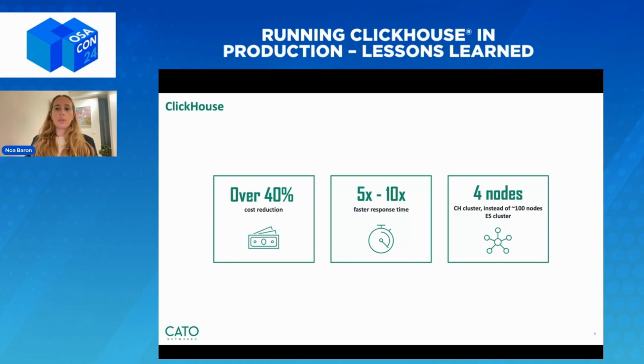And our cluster shrank to just 4 nodes for ClickHouse instead of the 100 Elasticsearch nodes that we had in the past. That's a huge improvement for us operationally. So it was a very big win. And I'm going to show later on how we even kept improving those numbers.